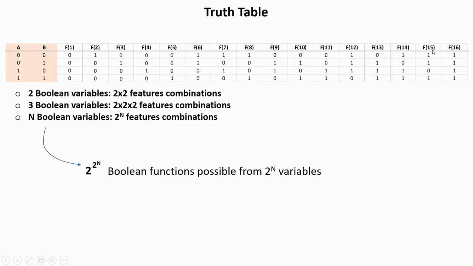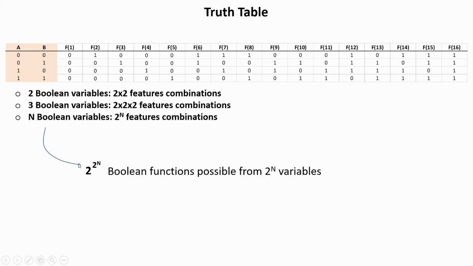Perfect. Wonderful. Okay, so that is the case when you have two Boolean variables, A and B. If you had three Boolean variables, A, B, and C, then instead of 4 you would have 8 here. And with 8 here, you would have 2 to the power 8 such functions, right? Correct.